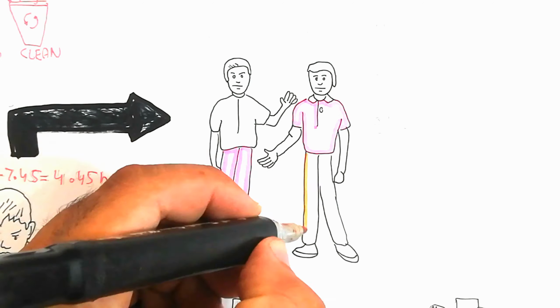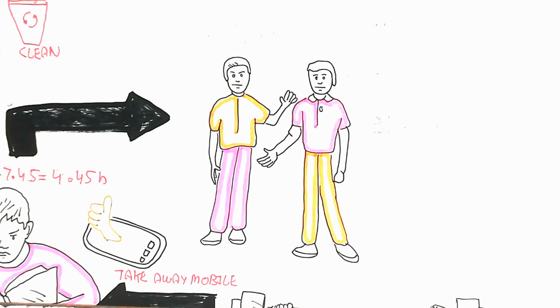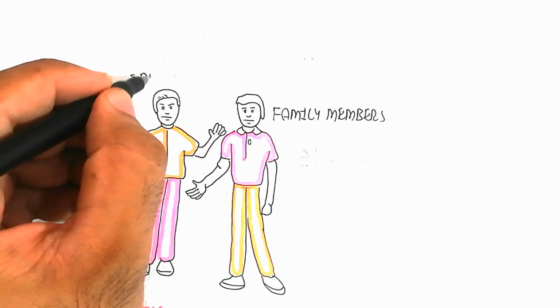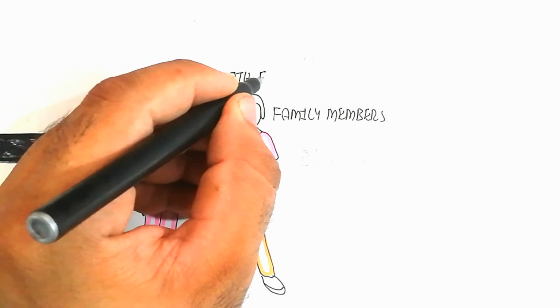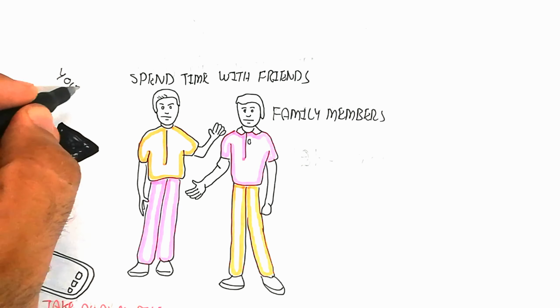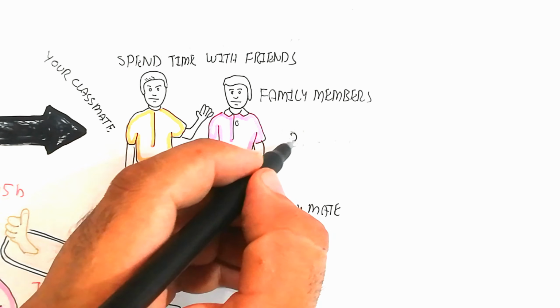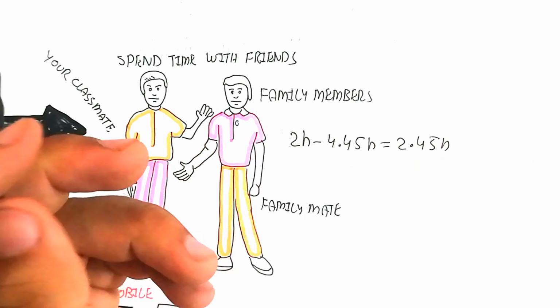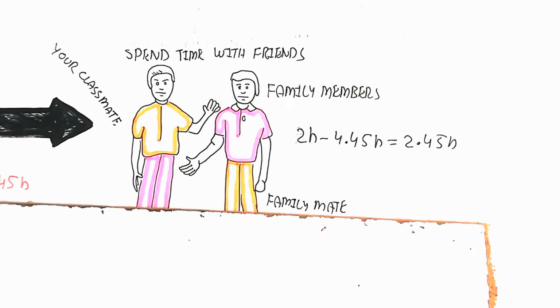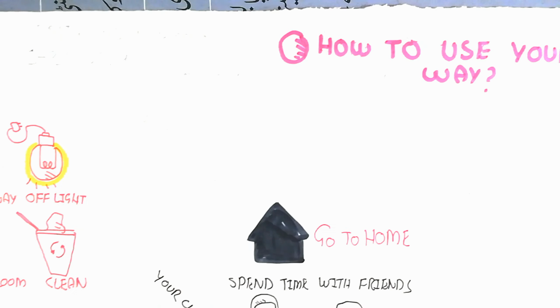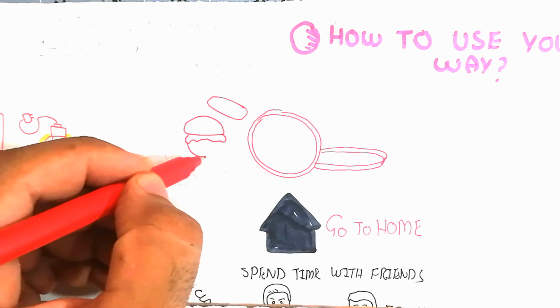On the other hand, after this 4.45 hours will be left, which can be 2 hours spent with family, classmates, and friends, outdoors. After this you can complete the day and go home. When you get home, you should take dinner.